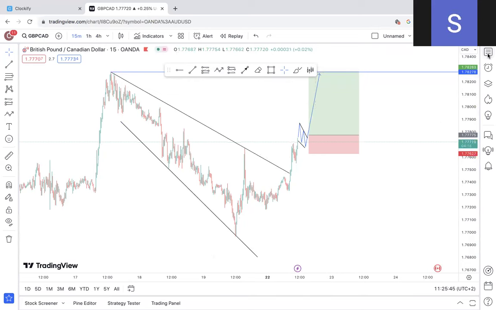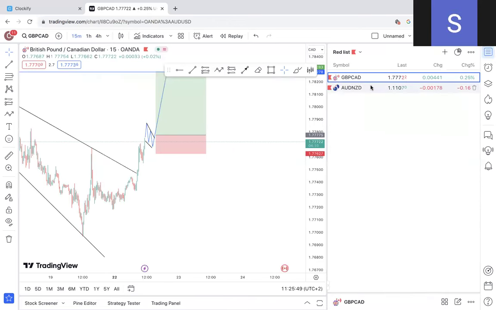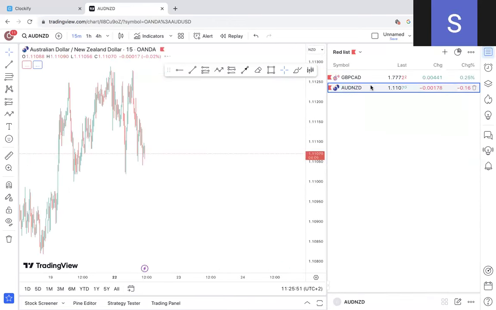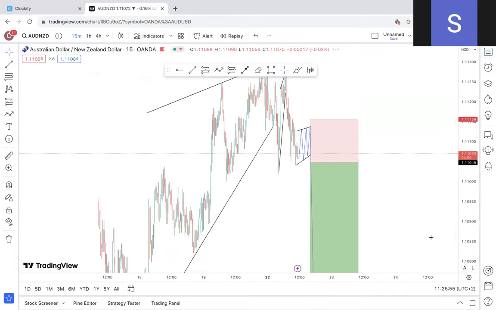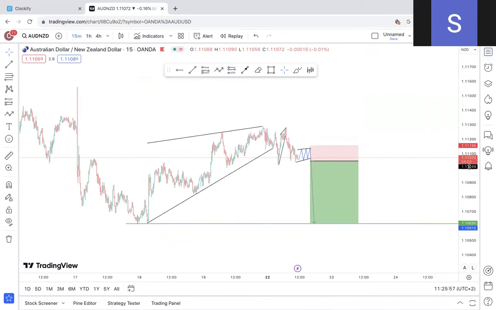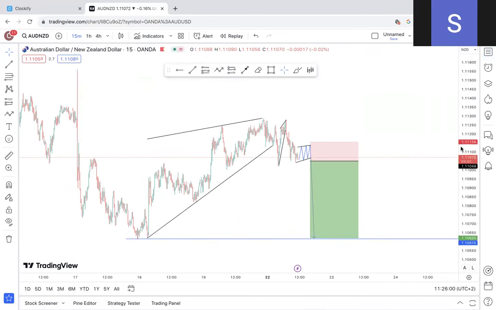So overall, I'm mainly focused just on these two pairs, GBP/CAD and AUD/NZD. If any of these gives me an entry, that is when I'll execute my entry, and I'm going to give an update on the progress of either of these pairs.